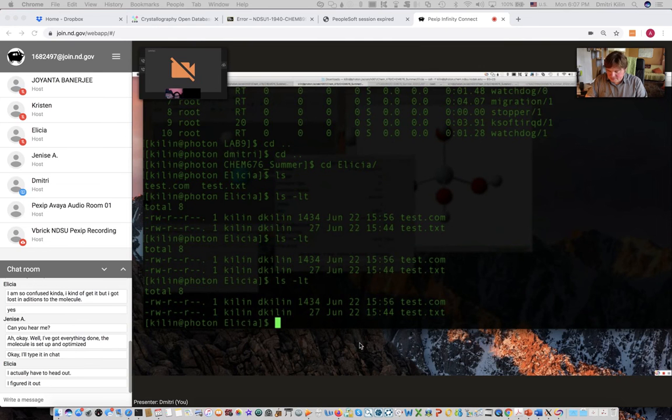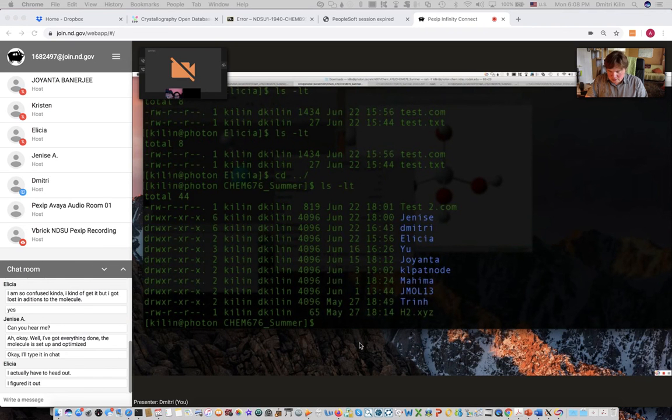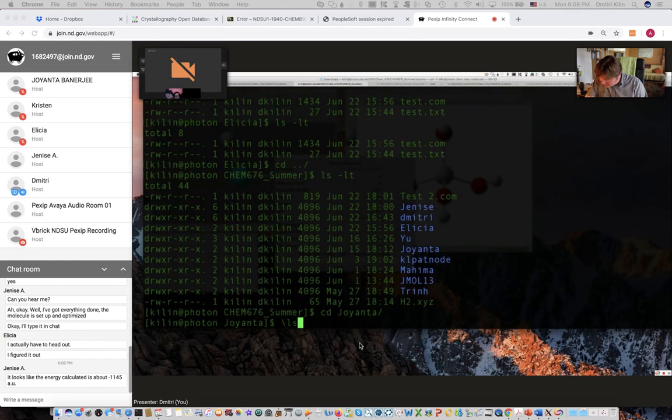So let's focus on CD. It looks like the energy calculated. Janice, is it for which system? For this hydroxide, or you started oligomers?